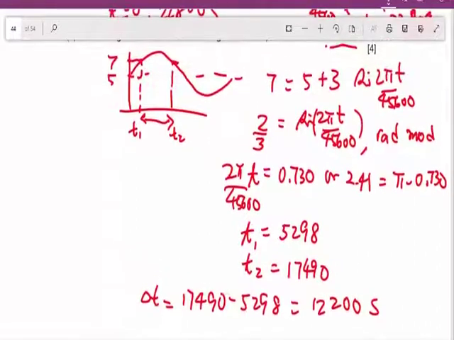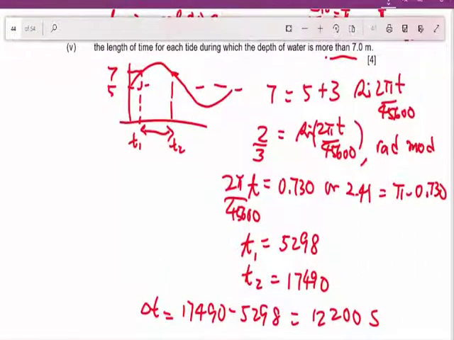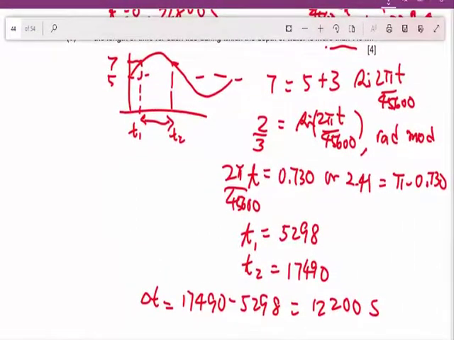This one is more mathematical than the others. You just need to substitute the right values and solve it using your calculator. So it's actually not so difficult. All right.